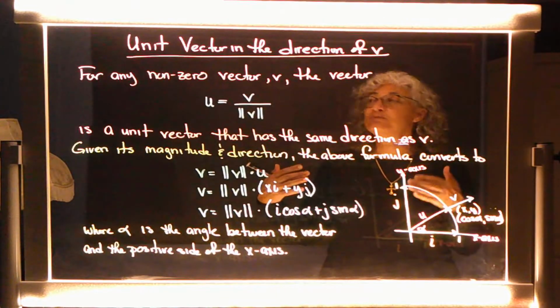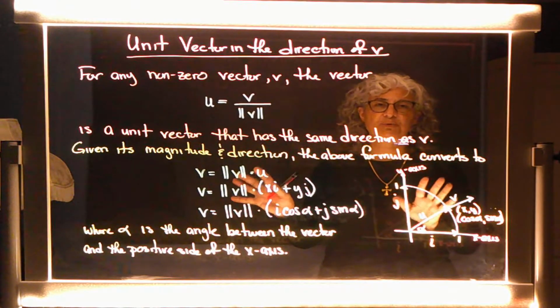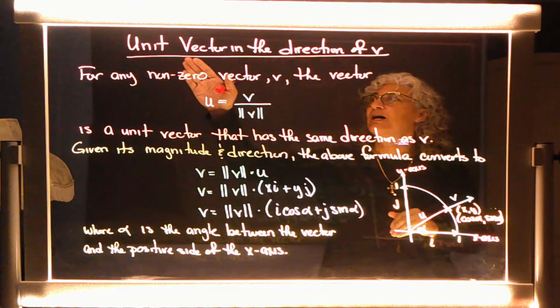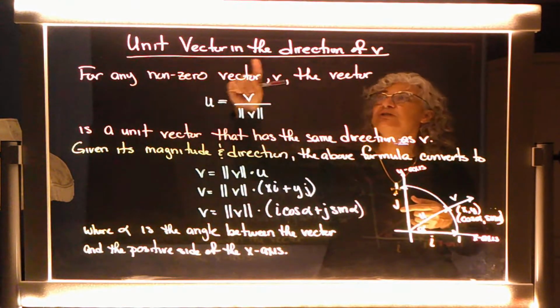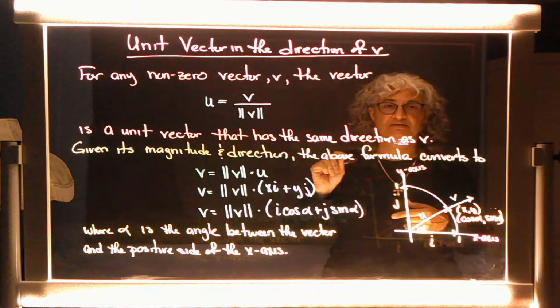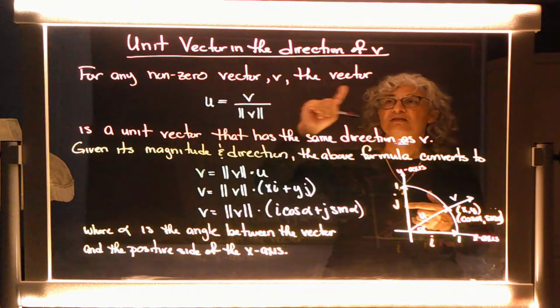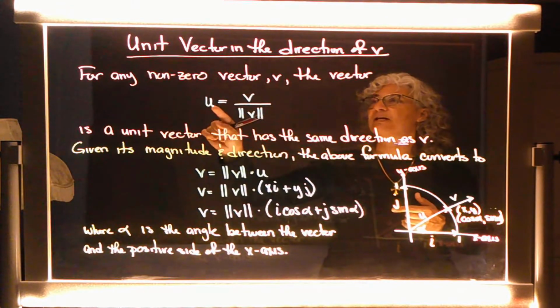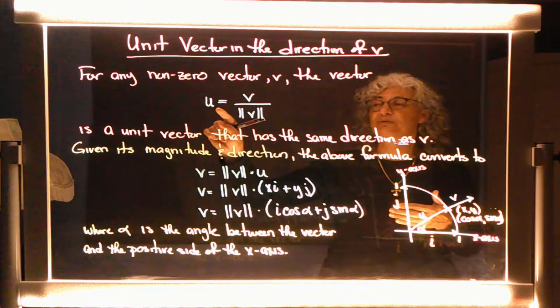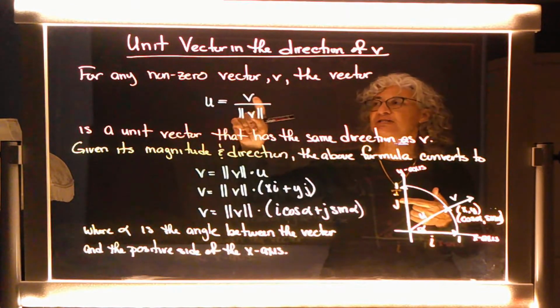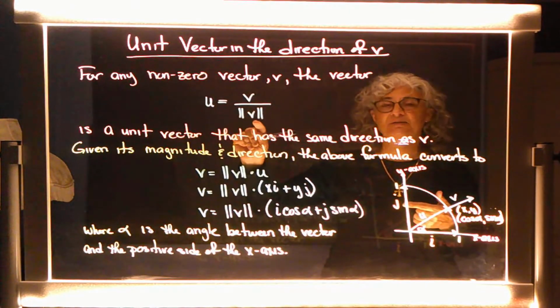Okay, so let's move on. There's a lot going on this board, so just stick with me. Let's talk about the definition of a unit vector in the direction of v. It starts off saying, for any non-zero vector v, the vector, and notice they're calling the vector u, and to find u, you're going to take the vector v and divide it by its magnitude.